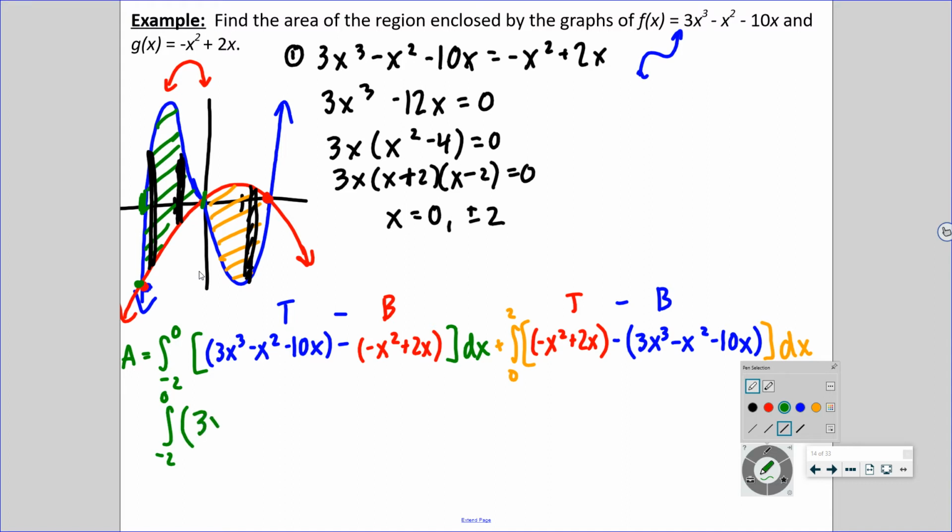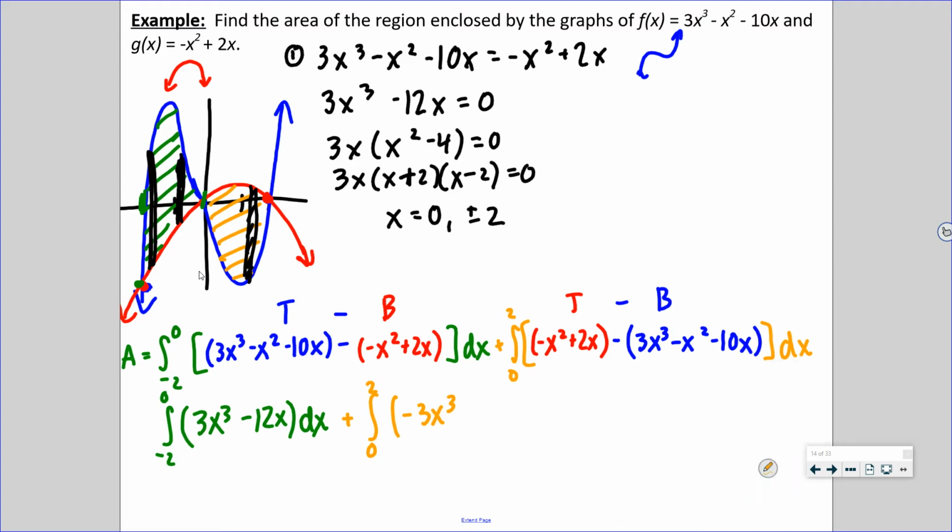All right, so I got 3x cubed minus x squared plus x squared, no more x squareds. Negative 10x minus 2x would be minus 12x. Careful with your subtraction. Make sure you put those bottom ones in parentheses, the ones you're subtracting. Plus 0 to 2. Negative 3x cubed. The x squareds cancel again. 2x plus 10x is plus 12x.